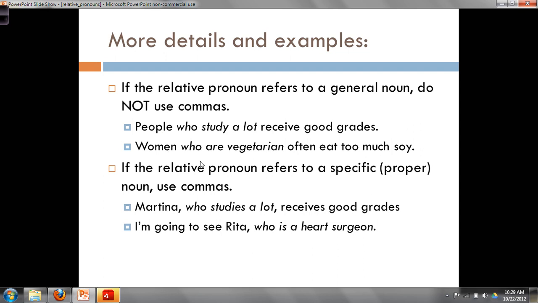Women who are vegetarian often eat too much soy. Who is who referring to? Well, it's referring to women. Again, this is a general noun, so we do not use commas. Let's look at a couple more examples.